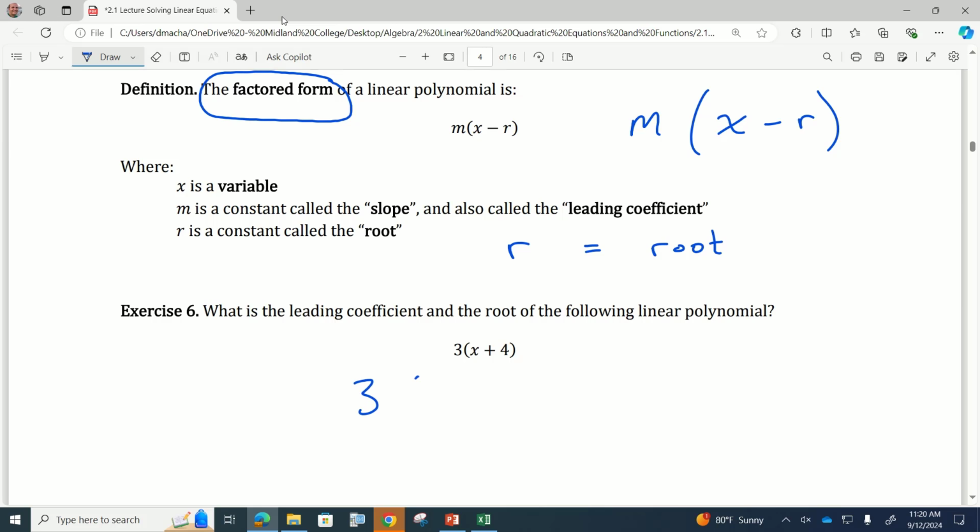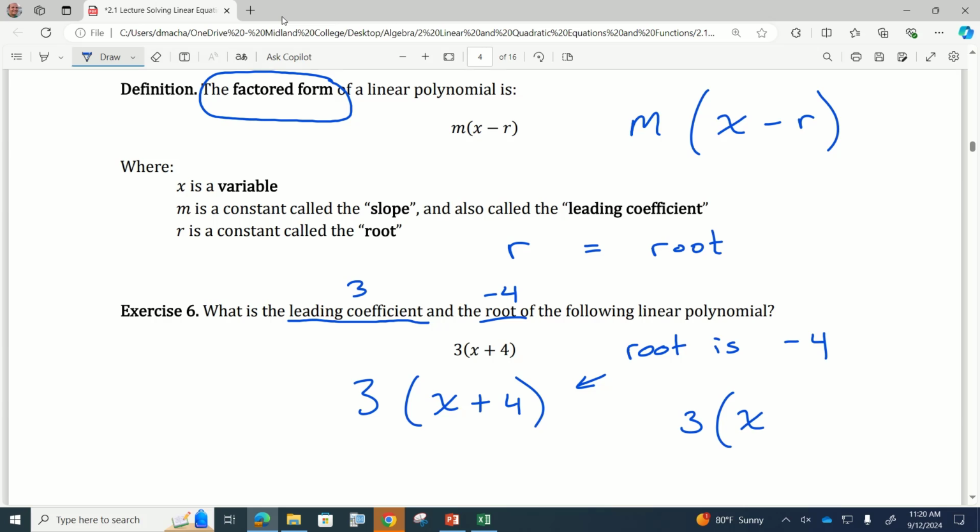In the polynomial 3 times parentheses x plus 4, what is the leading coefficient? 3. And what's the root? X plus 4. Or just 4. Oh, negative 4 or something? Negative 4. Yes, exactly. In this, the root is negative 4. Because if I were going to write this as 3 times x minus, notice the minus sign, x minus the root.